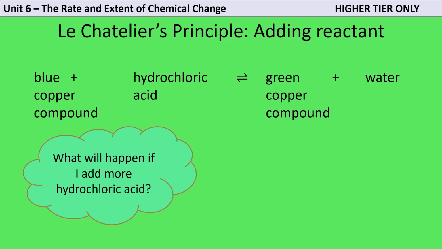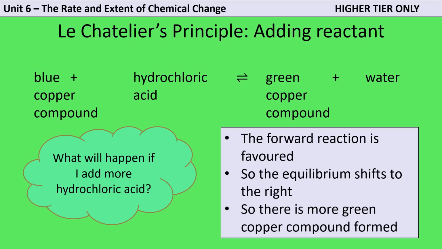If I add more hydrochloric acid, I know that Le Chatelier's principle has told me that the system will shift to counteract that change and get rid of the hydrochloric acid. The only thing that the system can actually do is make either the forward reaction or the reverse reaction happen faster. So whichever reaction removes hydrochloric acid, that's the one that will go faster. That's the one that we say will be favoured. So in this instance, the forward reaction is favoured.